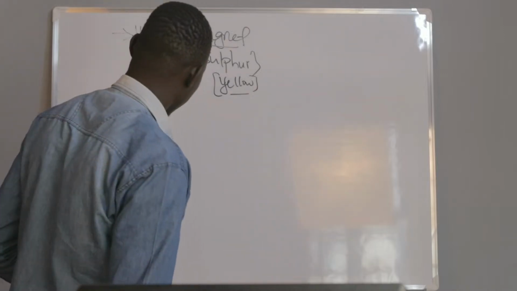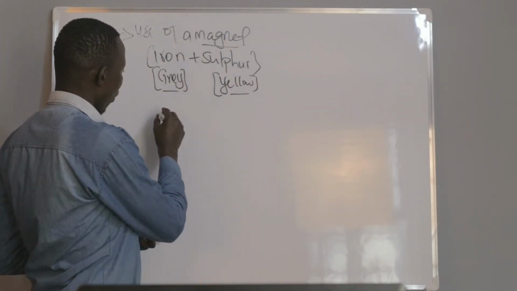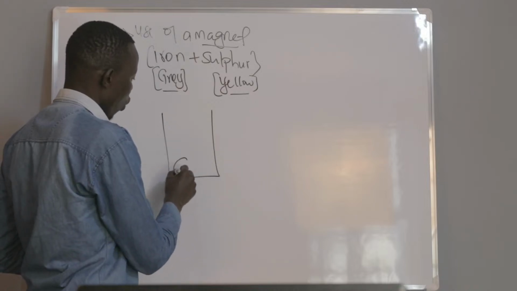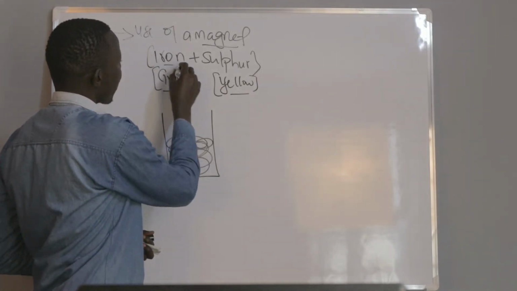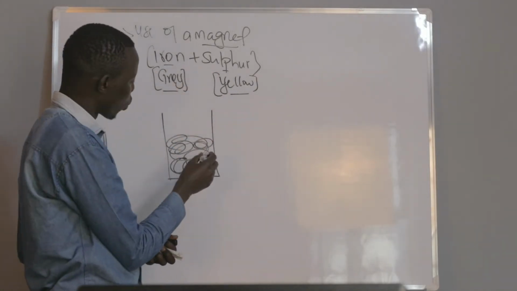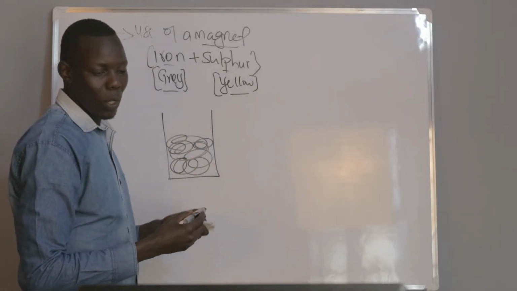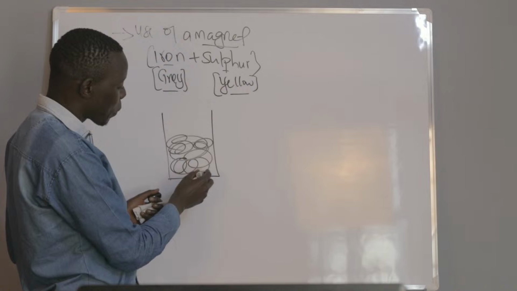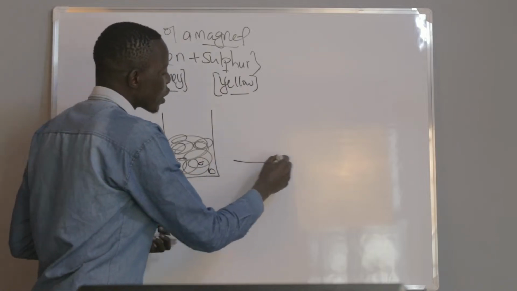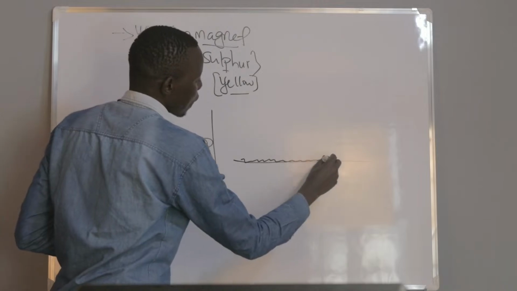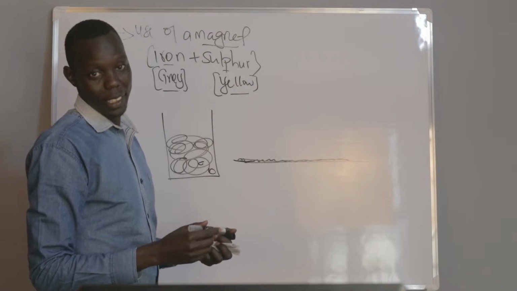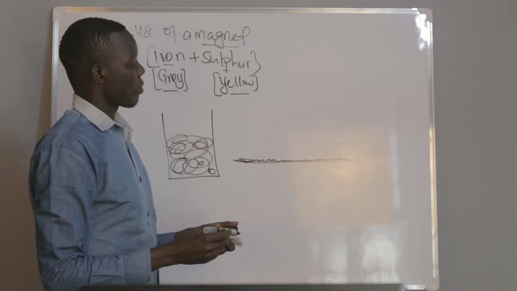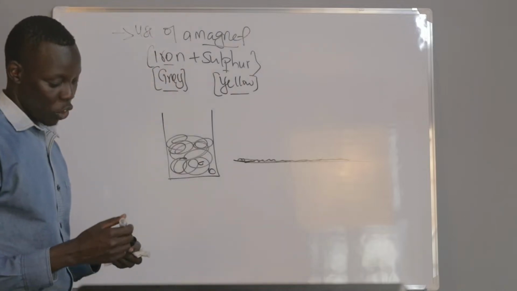Okay, so now, if you have a container like this, and you have a mixture of iron and sulfur, then you pass a magnet, it will only pick the ones on top. It will not pick the ones below. But if you spread the mixture on a flat surface, it will pick all the iron filings. That is it.